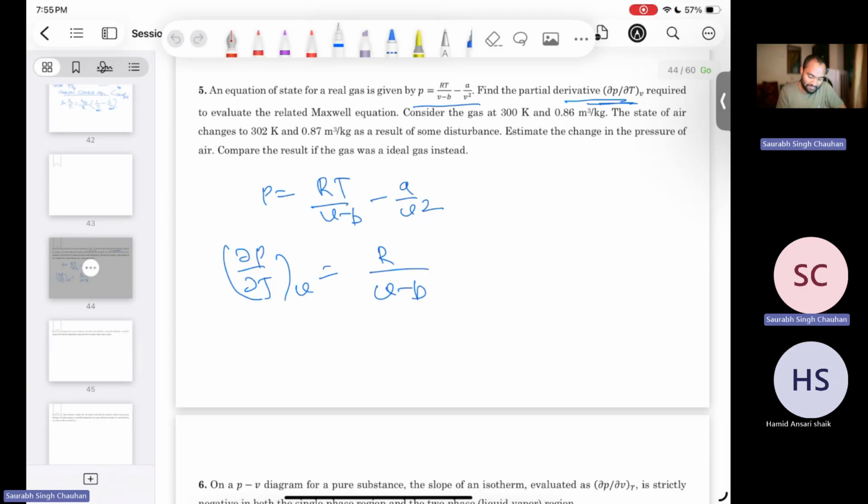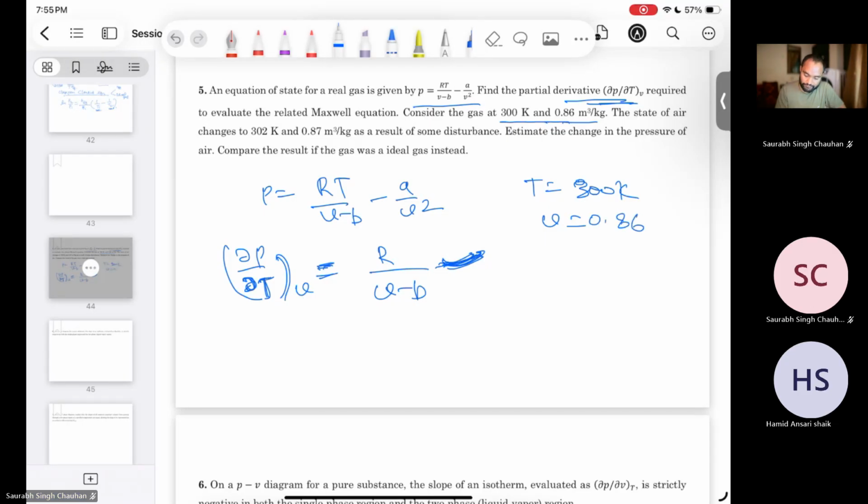This is required to evaluate the related Maxwell equation. So wherever del P by del T at constant V is used in some Maxwell equation, we can use this particular value. Then consider the same gas at 300 Kelvin at 0.86 meter cube per kg. So T is given, and V is the specific volume.